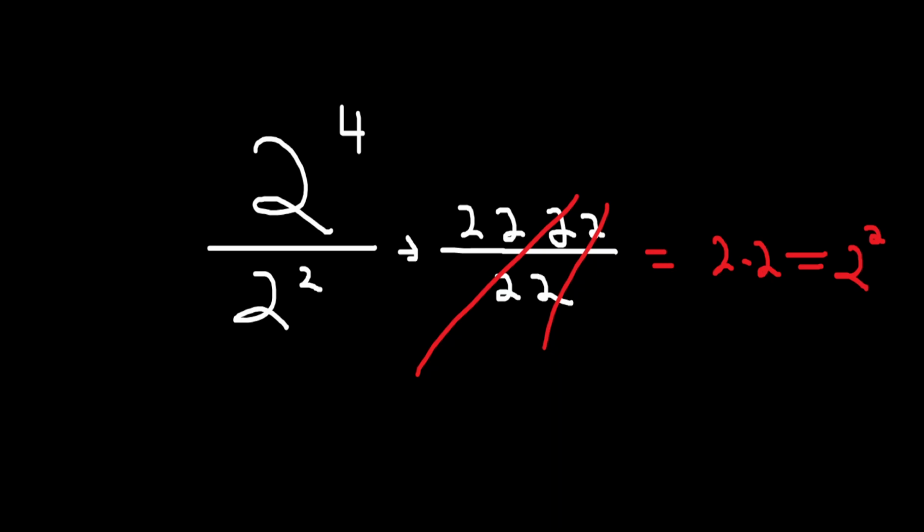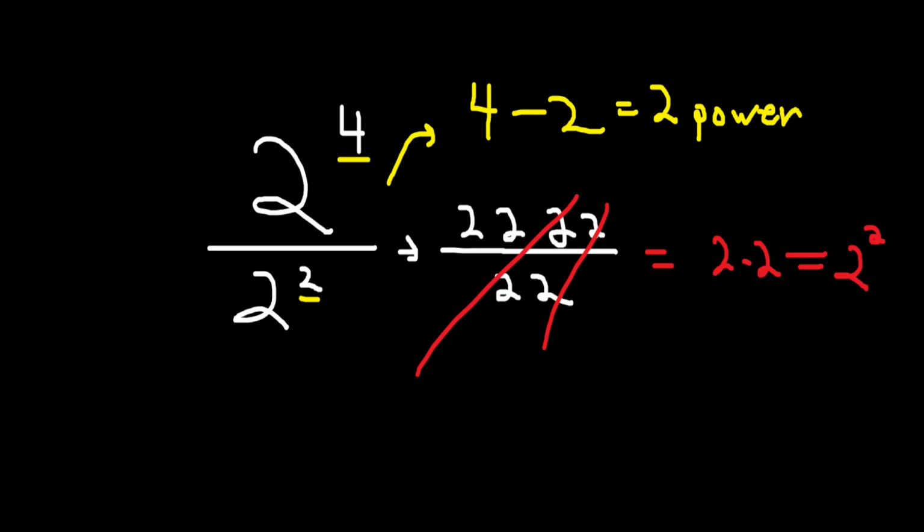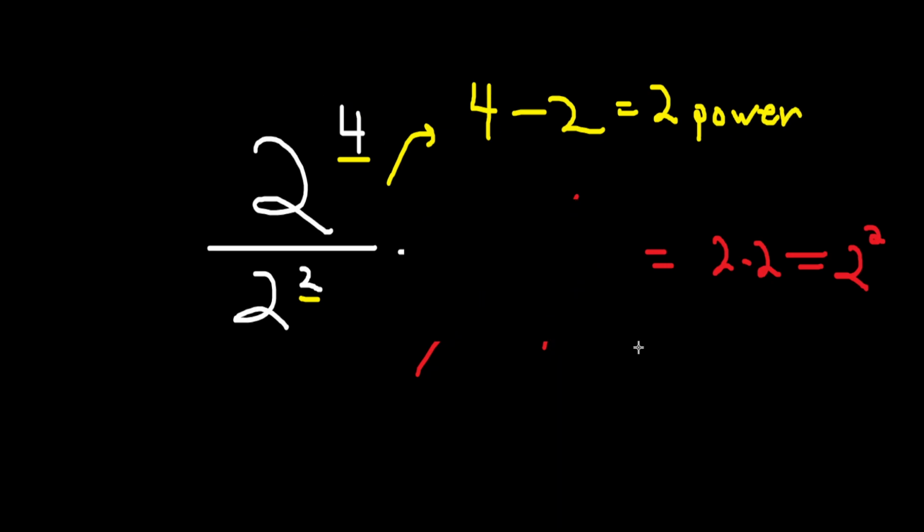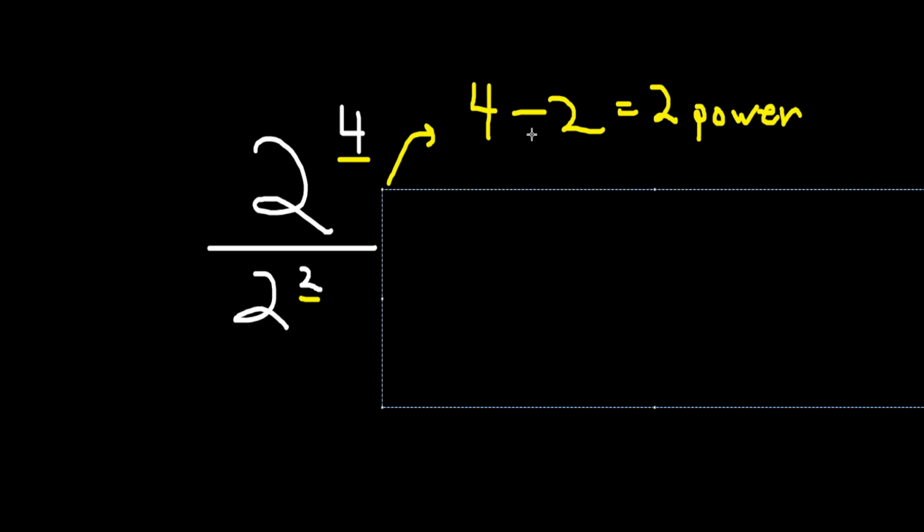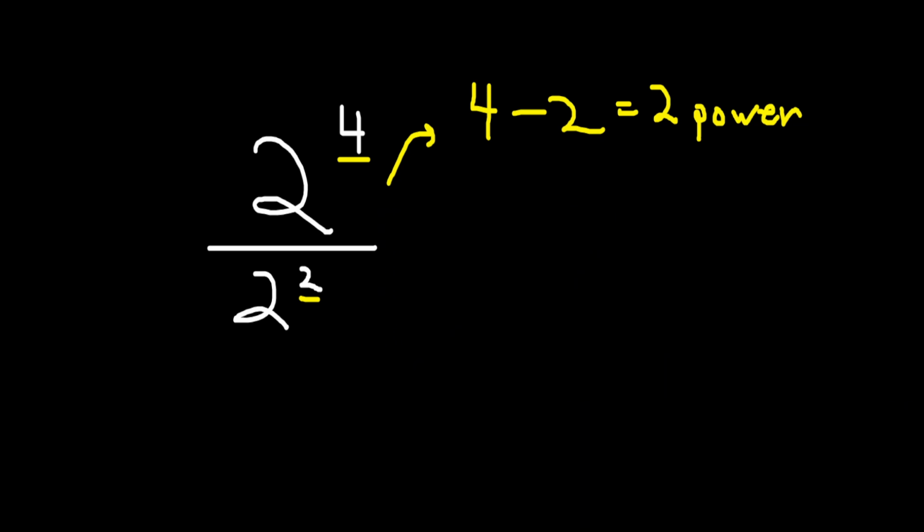Faster way to do it, much faster way to do it, is on top we have 4, on bottom we have 2. So, according to our rules, 4 minus 2, because that's how many are being canceled, that leaves us with 2. So this is the new power, which means that we can skip all of that stuff we did on the bottom, all of that showing how it all works. We can skip all of it and just say, oh, I know how this works. I know that they're going to cancel like that. I can just put 2 to the second because 4 minus 2 is 2.